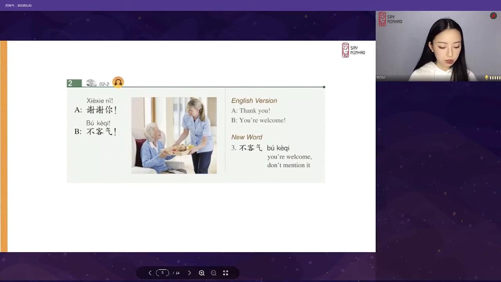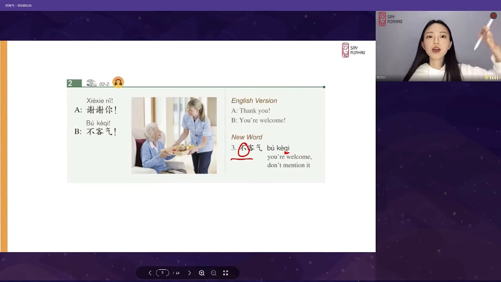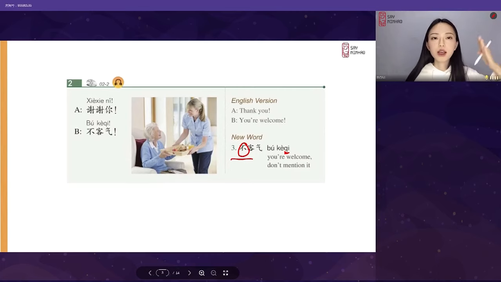Next one. The new word is 不客气. Another fourth tone 不, right? 不客气. 气 is the neutral tone. 不客气, we should read them soft and quick. 不客气, read after me please. 不客气. It means you're welcome. Don't mention it. You're welcome.